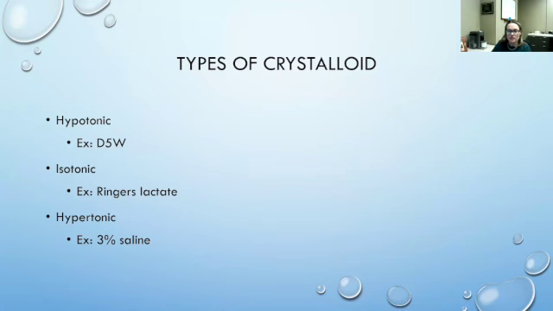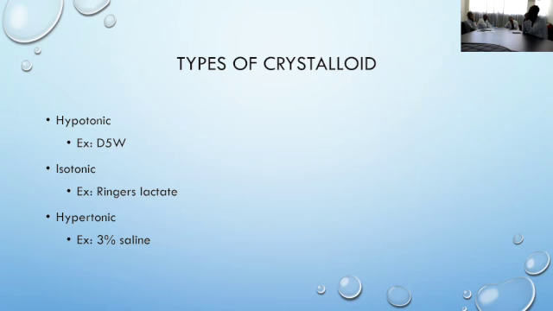So I like to differentiate them into hypotonic, isotonic, and hypertonic. By far, the most common thing that everyone uses is isotonic fluid, like Ringer's lactate. There's lots of other types of fluid that are isotonic. So we have things like Plasma-Lyte and Normosol. All these are just different types of fluid that is supposed to be isotonic.